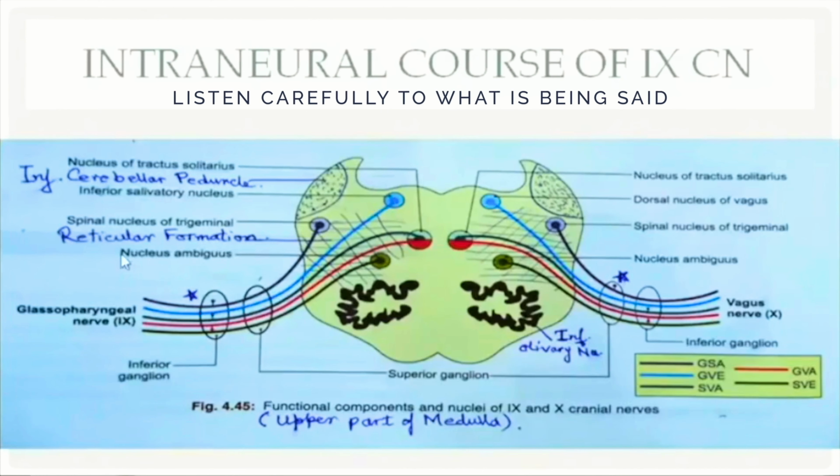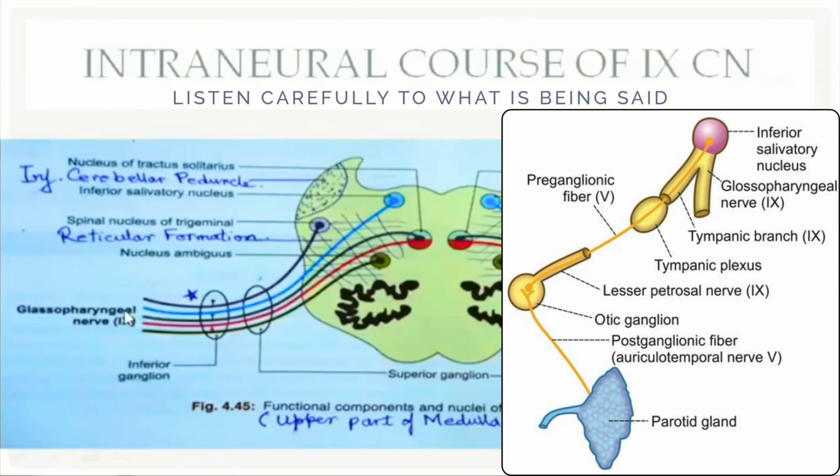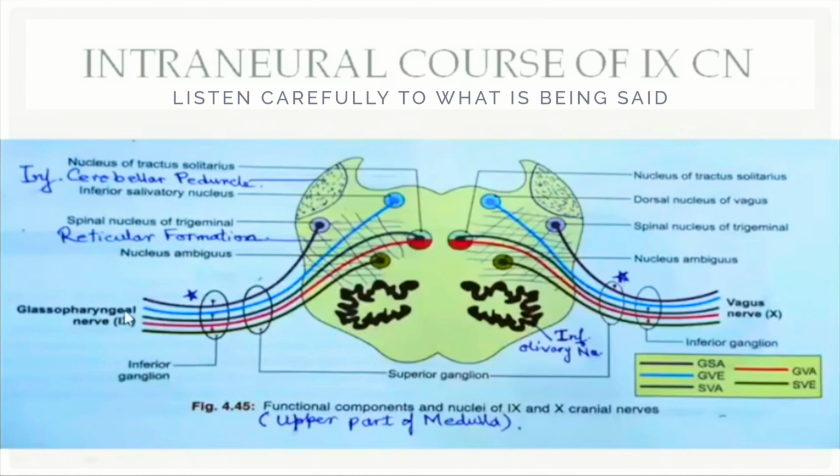Okay, so from here again, the fibers which are emerging are the preganglionic parasympathetic fibers, neurons. So their cytons will be lying here, and these fibers will run along the entire course and will reach extracranially and will relay there in the otic ganglion. From the otic ganglion, the postganglionic parasympathetic fibers will reach the parotid gland via the auriculotemporal nerve. So that means here also you don't find a cyton.